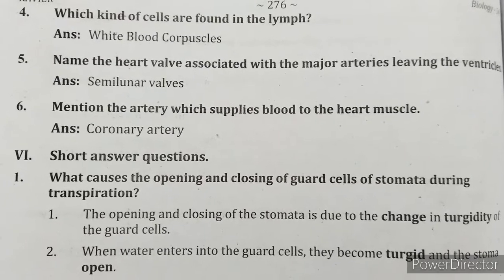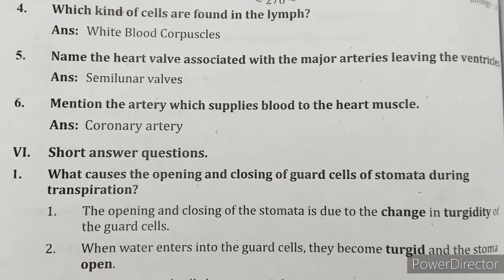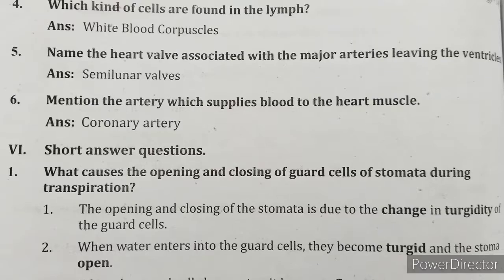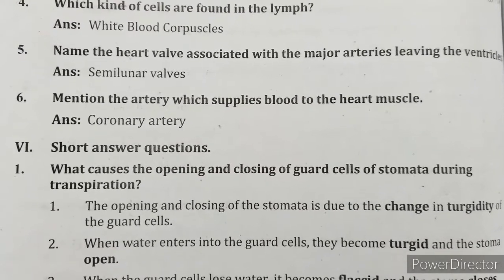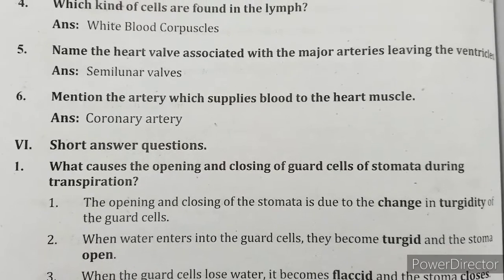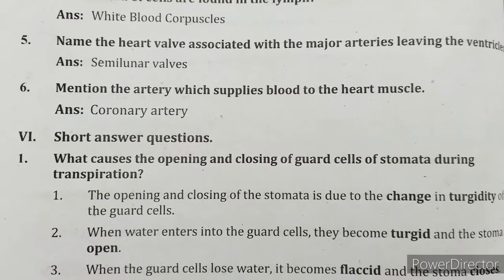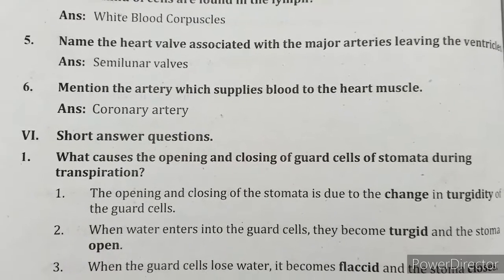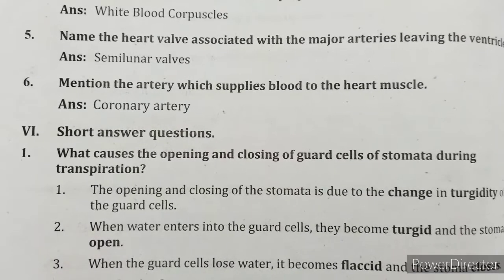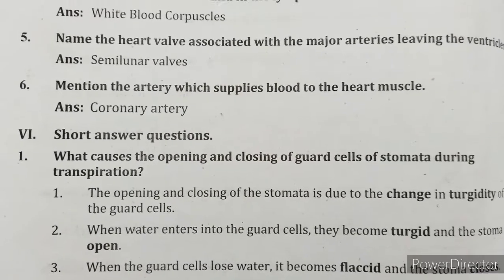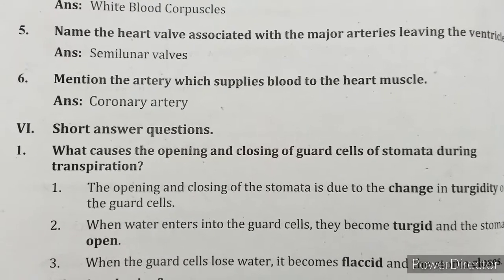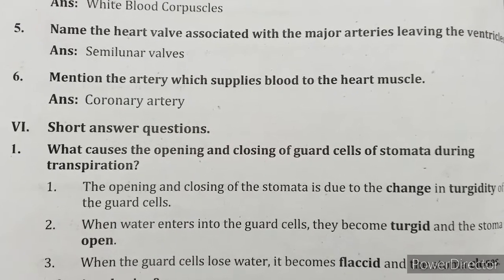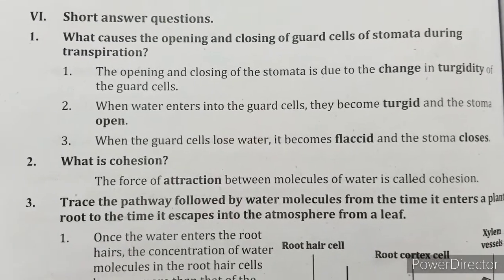Which kind of cells are found in the lymph? White blood corpuscle. Name the heart valve associated with the major arteries leaving the ventricles. Semilunar valves. Mention the artery which supplies blood to the heart muscle. Coronary artery.